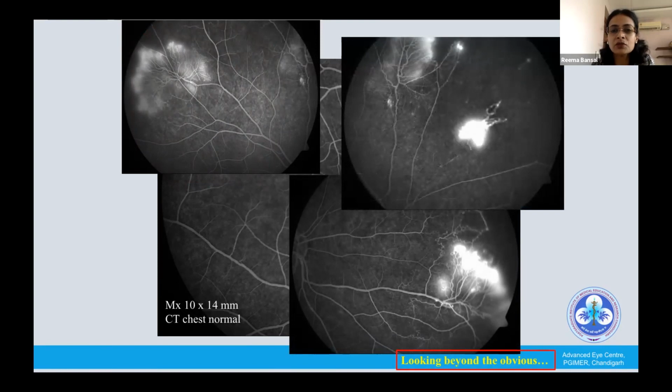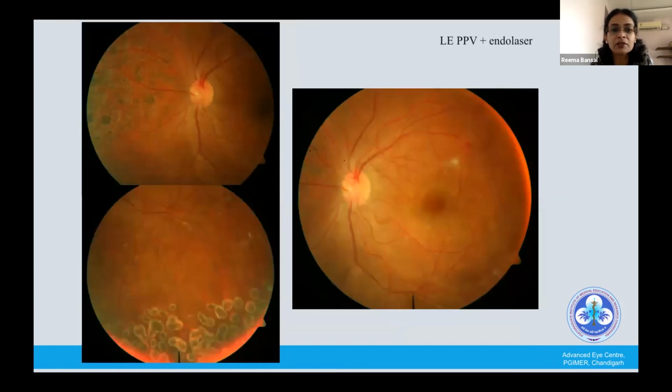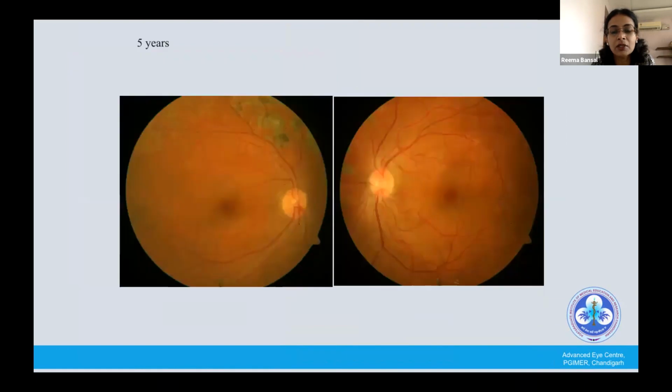So there was so much going on in the fellow eye, which looked normal to us, and we investigated the patient accordingly. And so we took him up not only for vitrectomy in the left eye, which was doing quite well after endolaser, but he also underwent scatter laser photocoagulation in the right eye. And this is how the follow-up at 5 years shows that we could take up the right eye also for timely laser photocoagulation to prevent the ischemic sequelae.